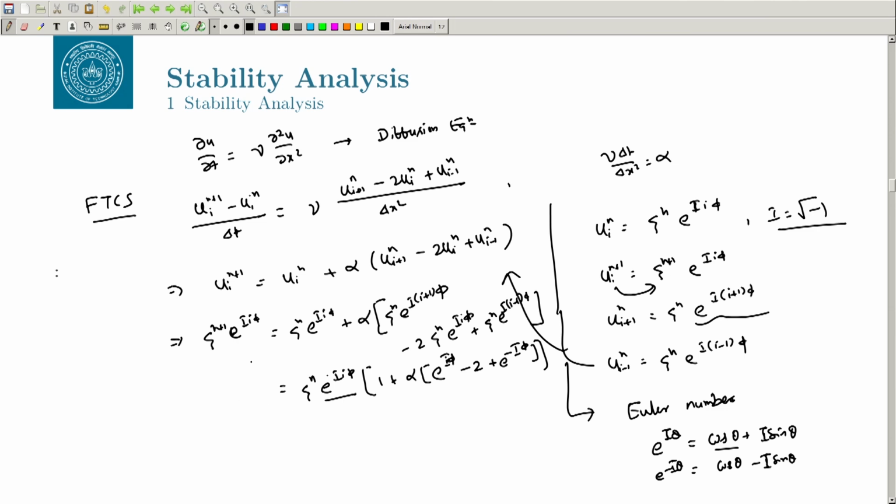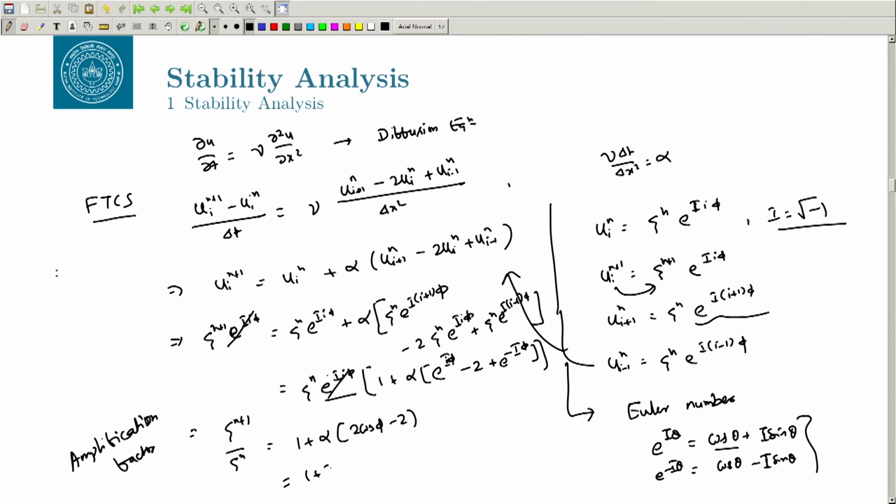So, you can basically remove this e to the power I phi, and you take g to the power n plus 1 by g to the power n. This is what we call the amplification factor, and this is our interest. So, that will become 1 plus alpha, and if you add these two, what will come out? That will become 2 cos phi. So, here this will be 1 plus alpha times 2 cos phi minus 2. I hope I am doing right.